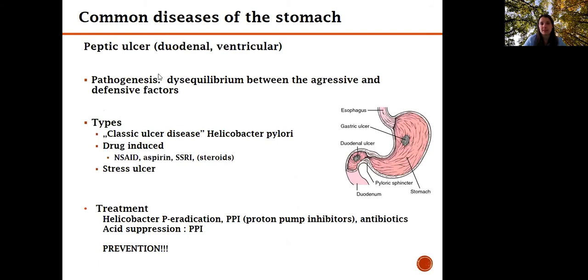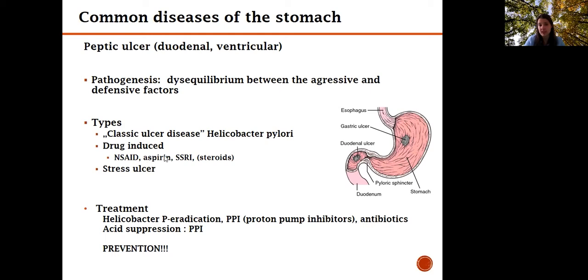A very common and frequent disease of the stomach, and actually after the stomach, the duodenum could be affected by this disease as well, is the ulcer. The causes of the ulcer could be stress.